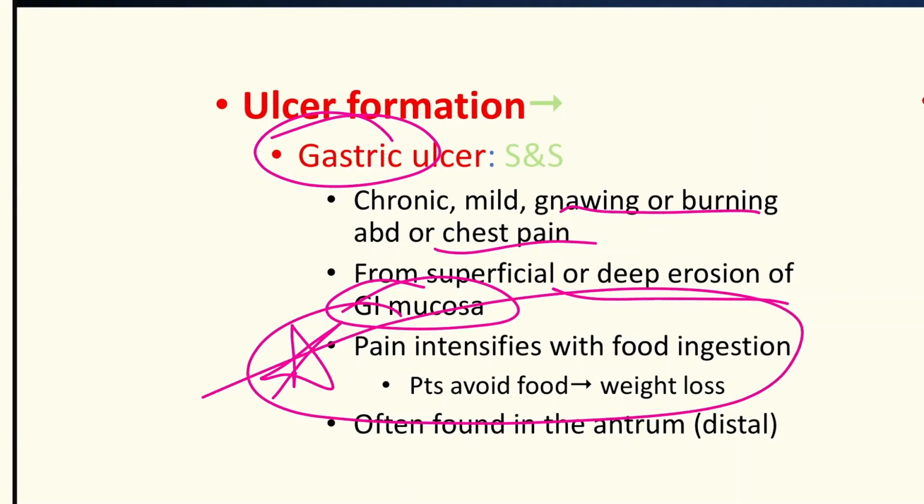Pain intensifies with food ingestion. Why is that? Right when you eat, acid starts to build up. It's going to hit that ulcer and cause a lot of pain. So right after they eat, they get a lot of pain. So what are they going to do? Not eat anymore because of the pain that it causes, and they get weight loss. So a gastric ulcer, peptic ulcer disease of the gastric: pain immediately after eating, and potentially weight loss as well because they just don't want to eat because of the pain. Keep this in mind because when we talk about duodenal ulcers, it's going to be a little bit different.